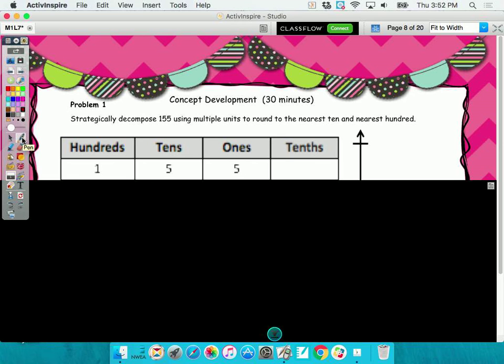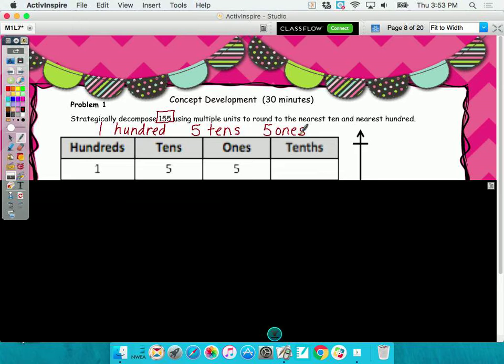Okay, boys and girls, let's think about the number 155. And I just want you to write that on your place value chart. And then I'm going to go ahead and write unit form, and I want you to tell me what to write. 1 hundred, 5 tens, and 5 ones.